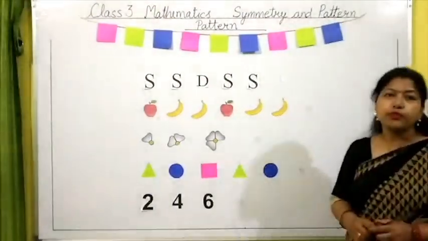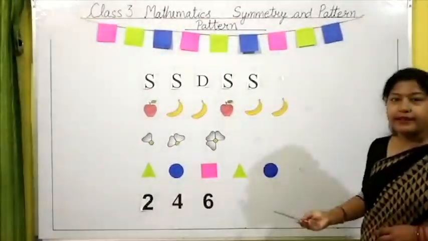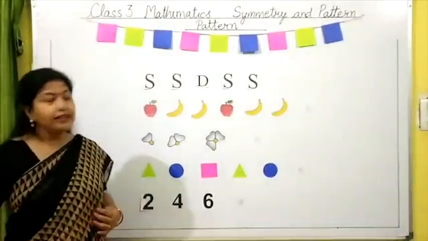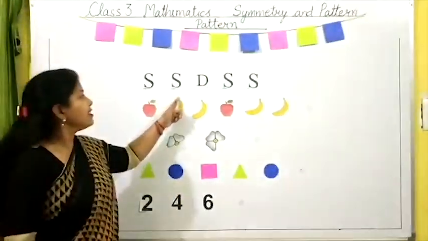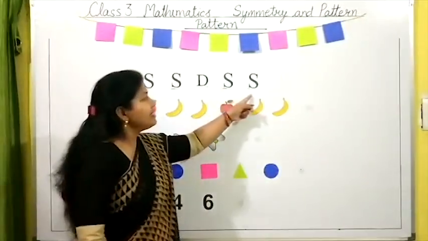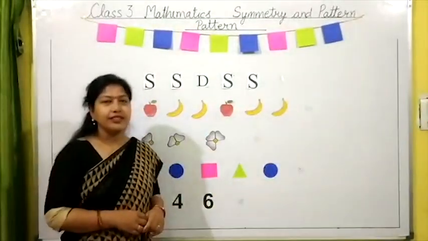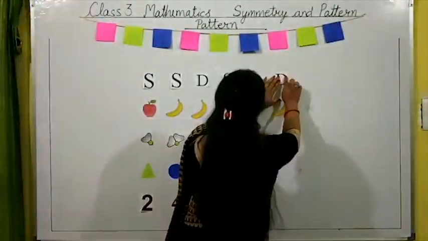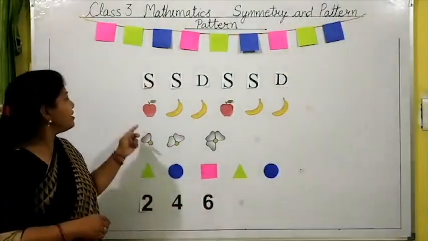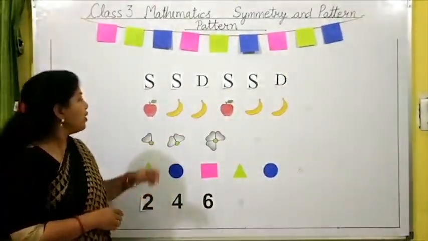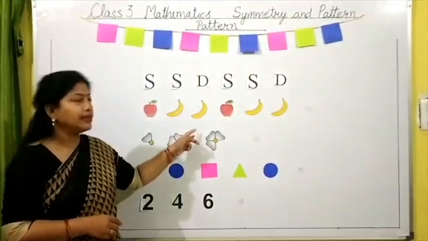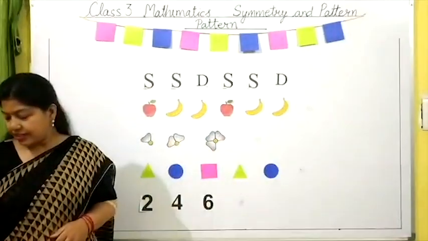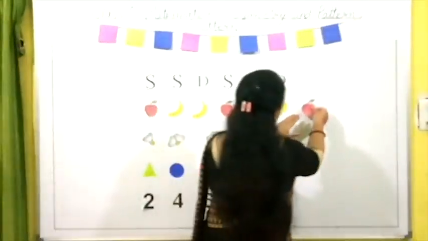Let us make this concept more clear using these patterns. First one is with alphabets. First letter is S, then S, D, S, S. So what will come next? Definitely D. Next pattern is related to objects. 1 apple, 2 bananas. Then 1 apple, 2 bananas. So the next thing will definitely be 1 apple.